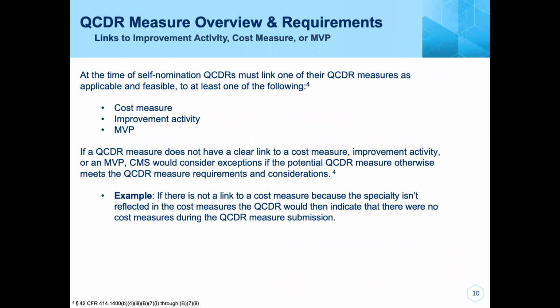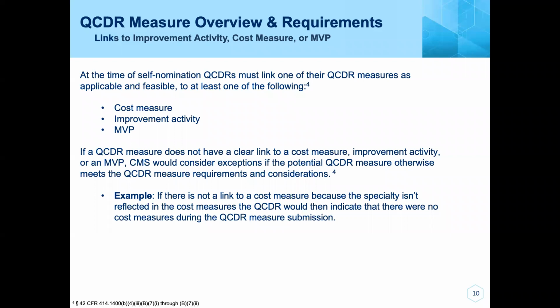QCDRs must also be able to link their QCDR measure to at least one of the following at the time of self-nomination as applicable and feasible: a cost measure, an improvement activity, or an MVP. QCDRs are required to provide a rationale as to how they believe their measure correlates to other performance category measures or activities with their self-nomination. If there is not a clear direct link to one of these items, then CMS would consider an exception if that QCDR measure otherwise meets all requirements and considerations.